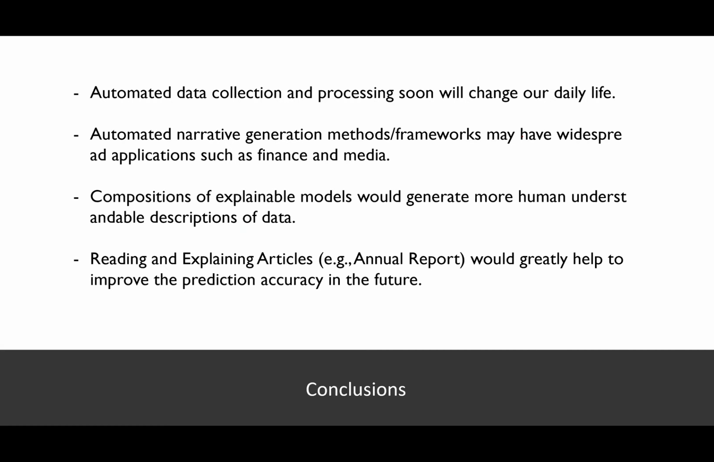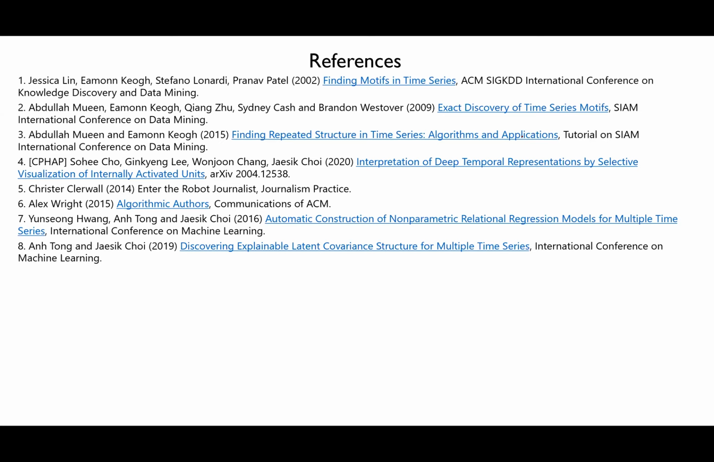This is a reference that I mentioned, and this is what we are working on: CPHAP, the paper that we shared on arXiv. This is the end of my tutorial presentation.